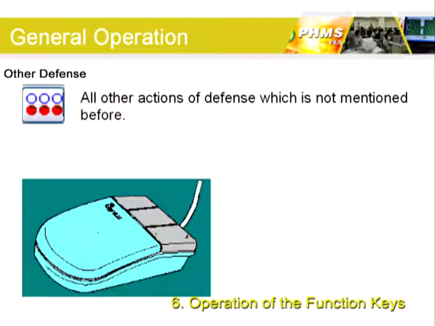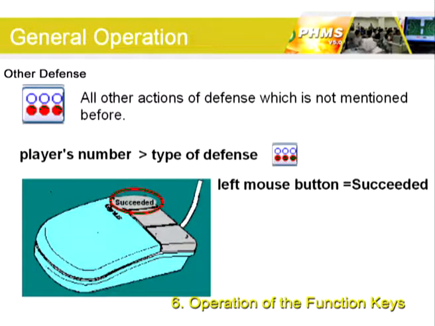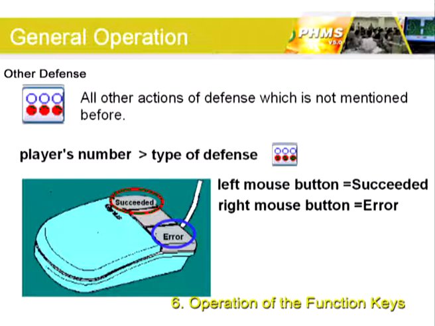The operation of this function key is the same as we mentioned above, like the other defense function keys. Just the player's number plus the type of defense, and the left mouse button means succeed, the right mouse button means error. Until now, all of the function keys of our toolbox have been introduced. And we have already learned all the types of functions of our system.